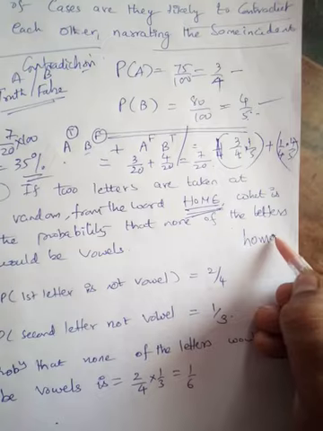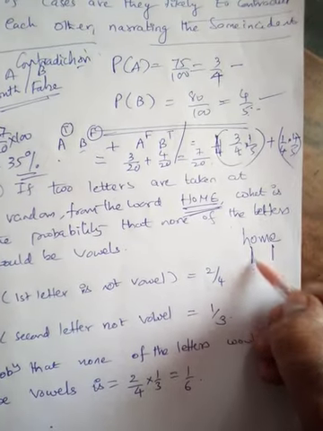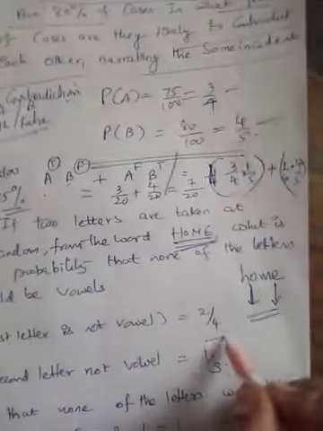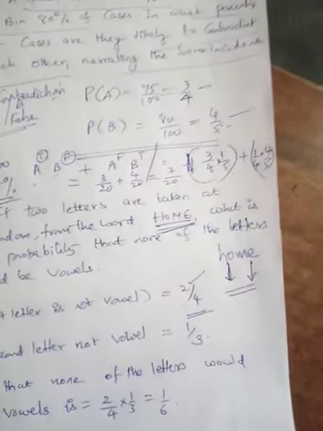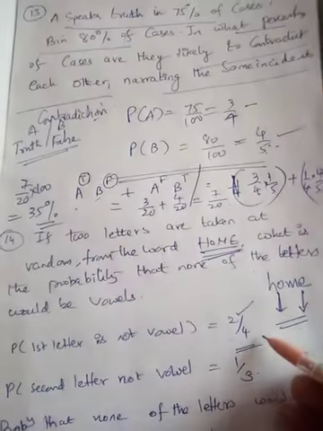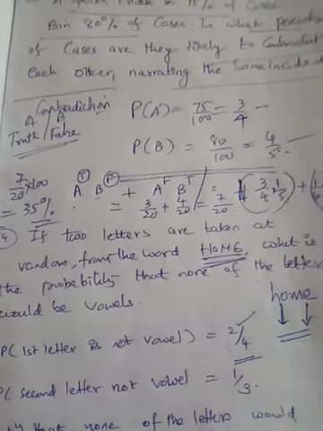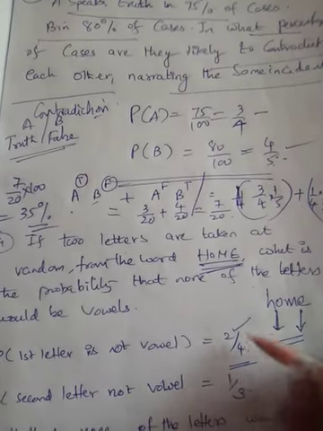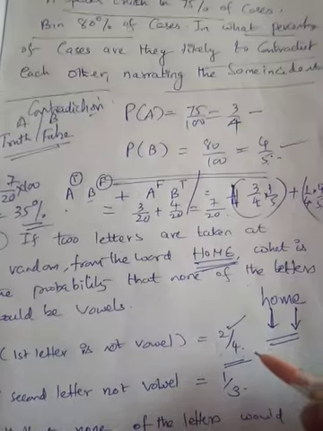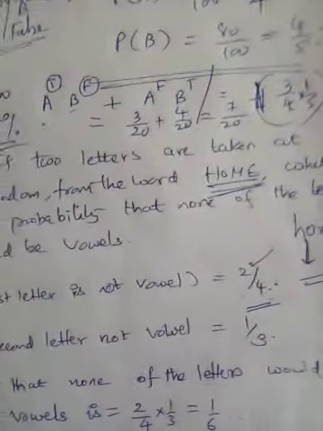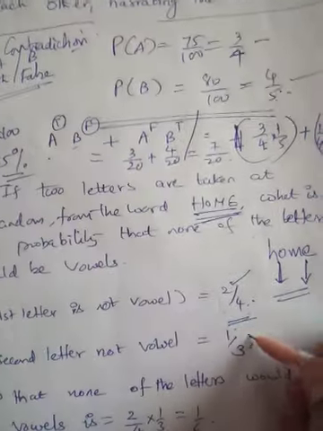In HOME, there is E as 1 vowel and O as 1 vowel. There are 2 vowels. Now, what is it telling? 2 letters are taken at random. Any 2 can be taken, so out of the 4, 2 are taken. Out of the 4, 2 are vowels and 2 are not vowels. If I am taking 2 letters, the first may not be a vowel, so 2 by 4. The second letter may not be a vowel. Already I have taken 1, so there are only 3 letters now, and in the 3 I am taking 1 that is not a vowel.